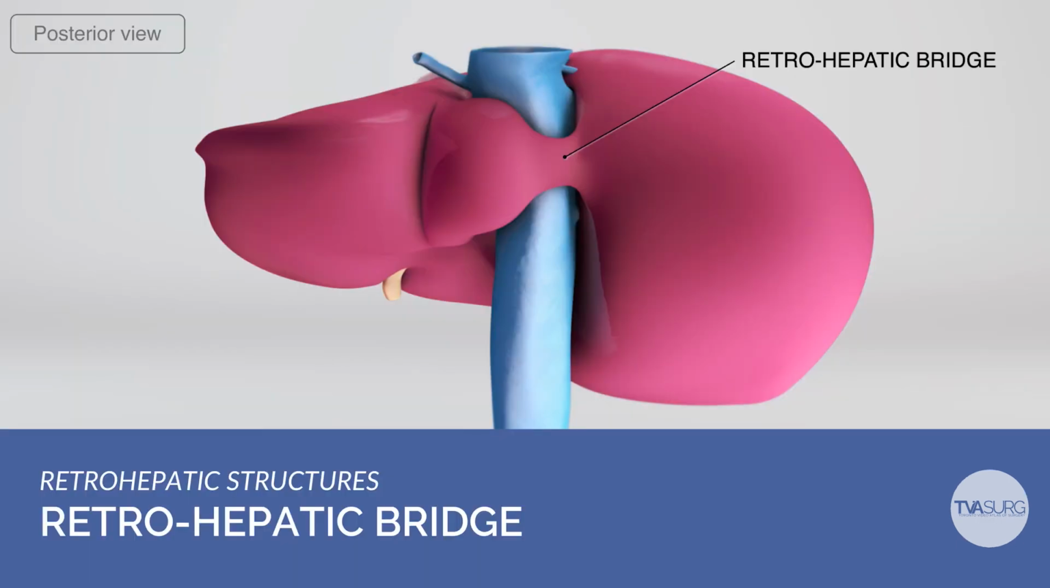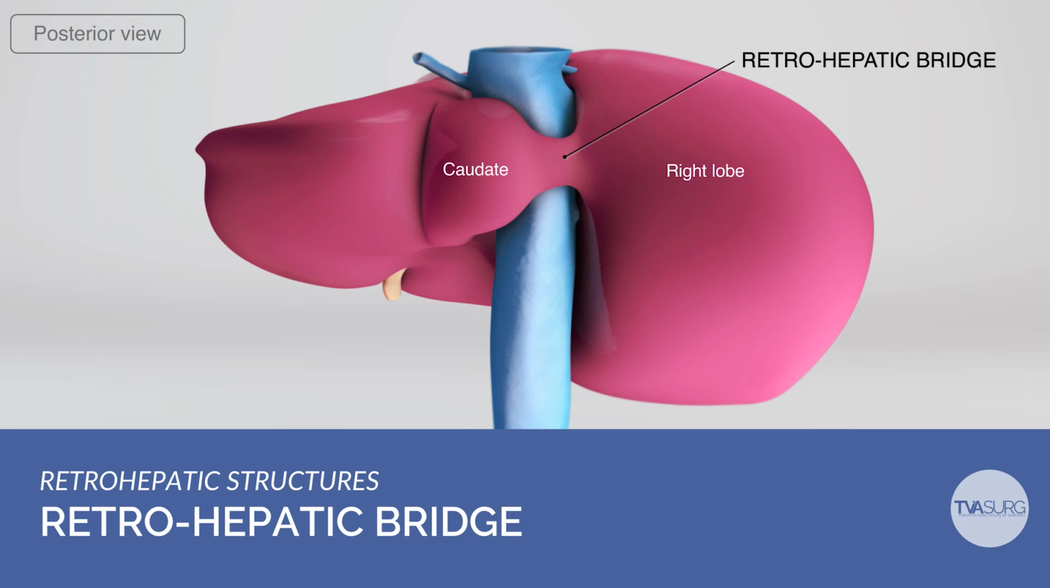The last retrohepatic structure I will talk about is the retrohepatic bridge. It is a band of tissue located around the inferior vena cava, connecting the caudate lobe to the posterior portion of the right lobe. This structure exists in everyone, but the size of the bridge may vary. This bridge of tissue usually consists of fibrous tissue, but sometimes it contains liver tissue.